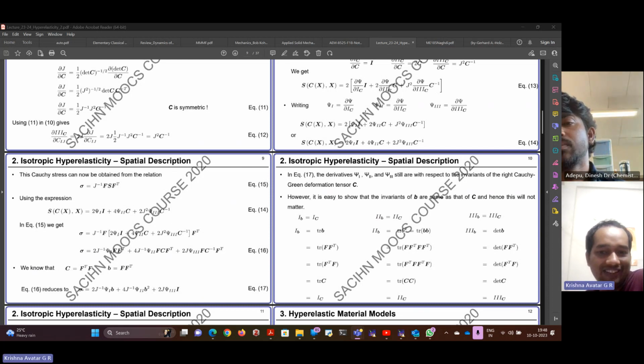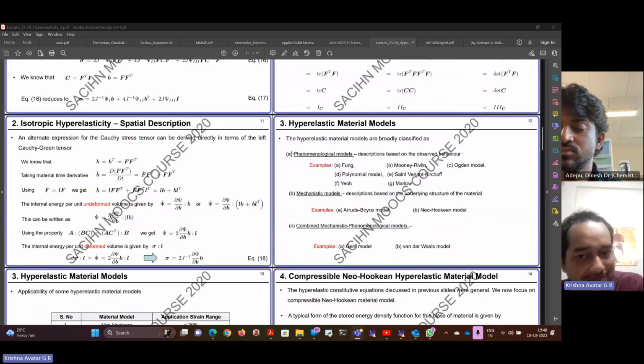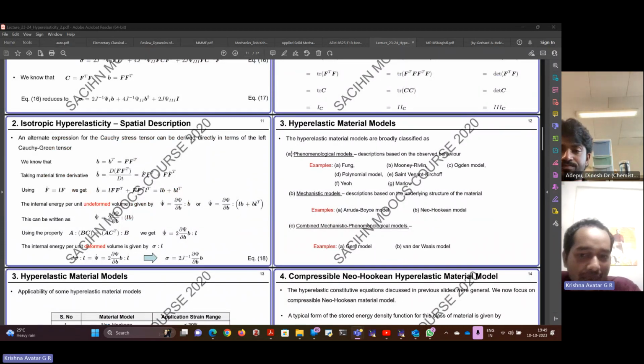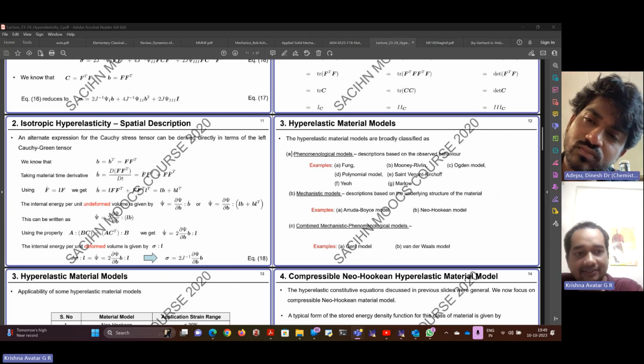Now you see, right? So we have S and F. So then we just obtain the expressions, and then it just goes on and on. So there are 2 different types of hyperelastic models. One is called phenomenological models. Phenomenological models are when you obtain a constitutive relation based on experimental observations.